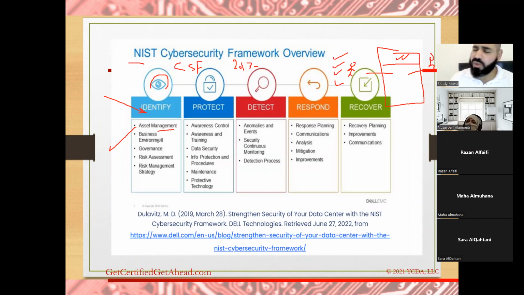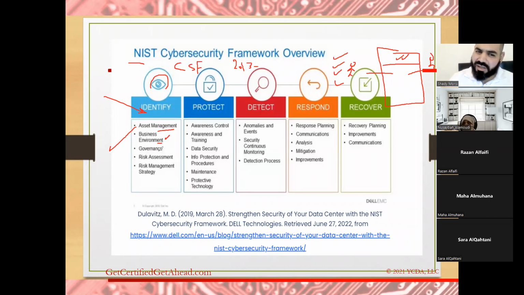And also you need to understand what business you are working for. Are you working for banking? What is important for banking here? Are you working for critical infrastructure, for example a weapons manufacturer company? What is important for us here? So you need to understand your business.